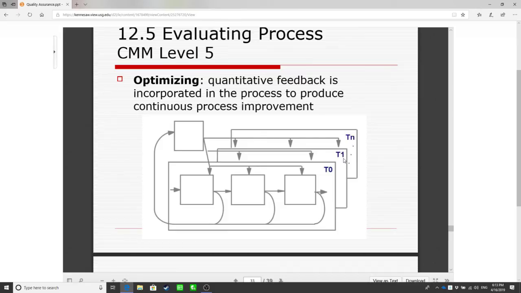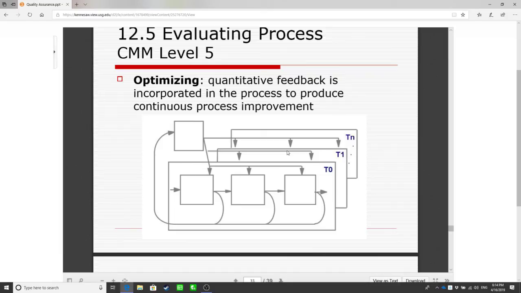Remember what the input is? Requirements, right? It goes all the way to the system, and we have a loop to the management. But what the management can do is more than in CMM level 4. In CMM level 4, we rearrange or reallocate resources. But here, in addition to that, we evolve the process. We change the process itself. So that's called CMM level 5, optimizing.